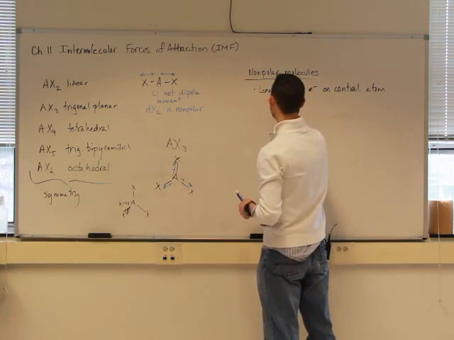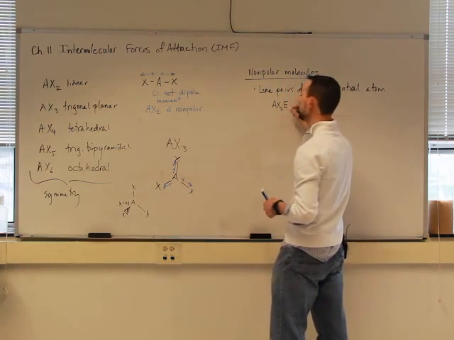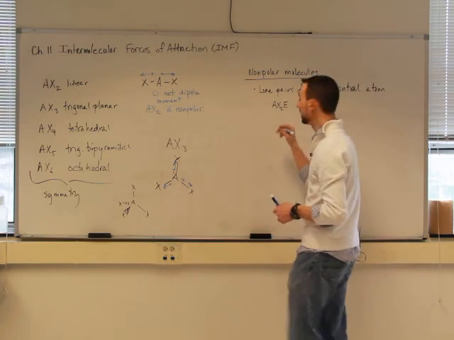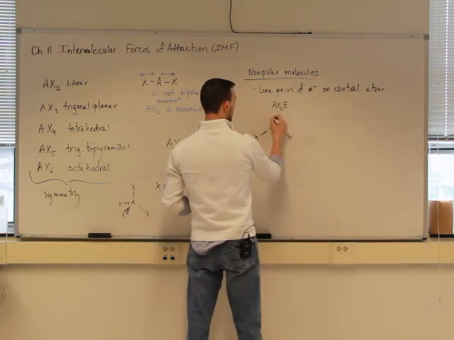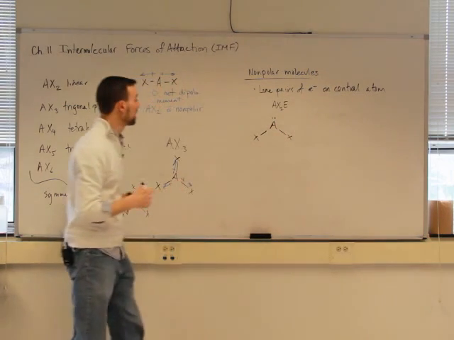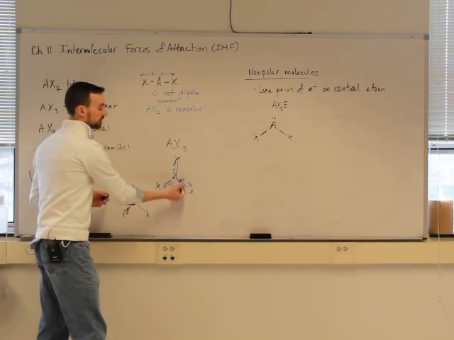But you could have AX2E. Remember, where that E is a lone pair of electrons. All right. So you could have A bonded to two X's and now have a lone pair of electrons. And you have lost the ability of that dipole moment to be canceled now.